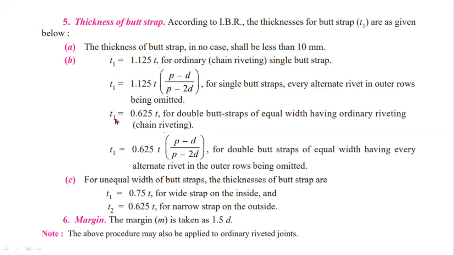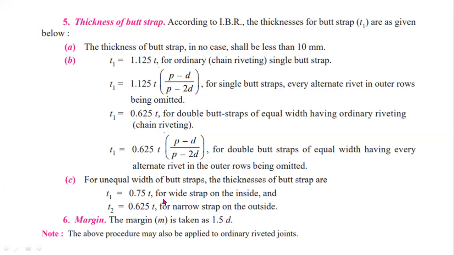For unequal width of butt straps, the thickness of the butt strap T1 equals 0.75 into T for the wide strap on the inside, and T2 equals 0.625 into T for the narrow strap on the outside. For determining a suitable distance for the margin, you have to consider M equal to 1.5 into D, that is 1.5 times the diameter of the rivet.